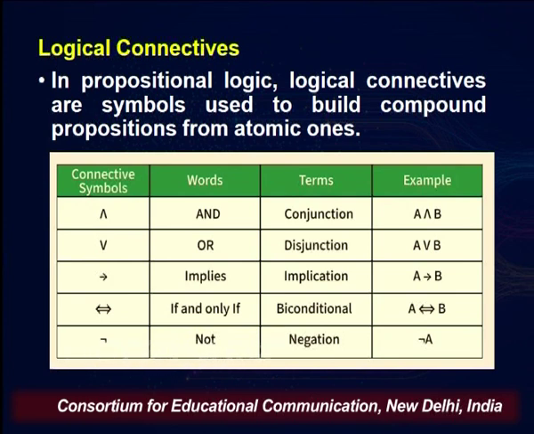And then there is a small connective symbol which represents negation, more commonly known as "not". If we want to negate any preposition, we prefix the connective symbol for not. So, A and then not A, or B and then not B. These are some of the logical connectives used to build compound prepositions from the atomic ones.